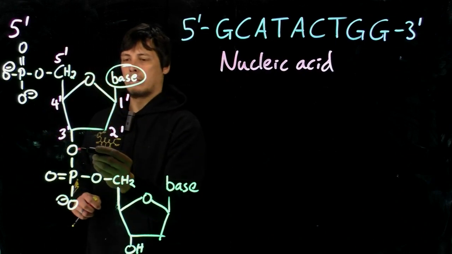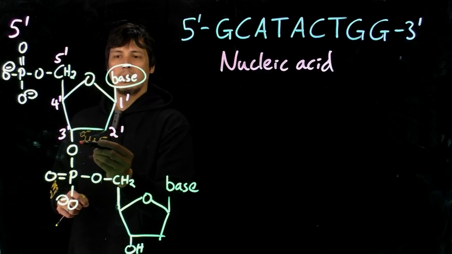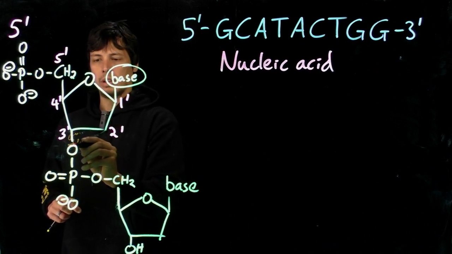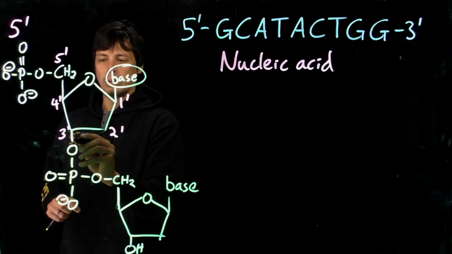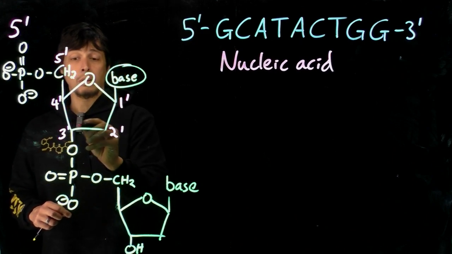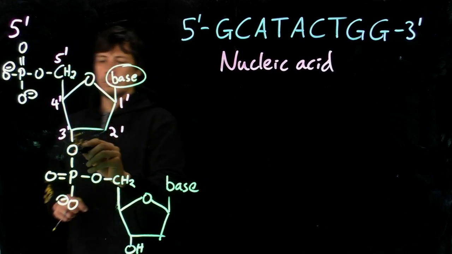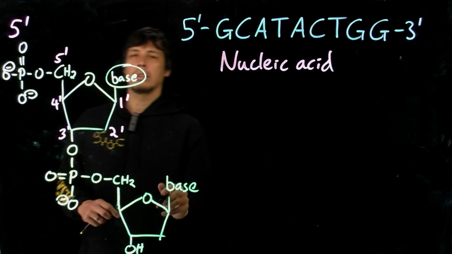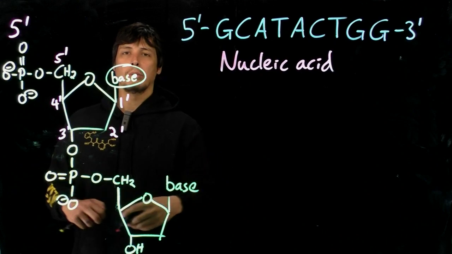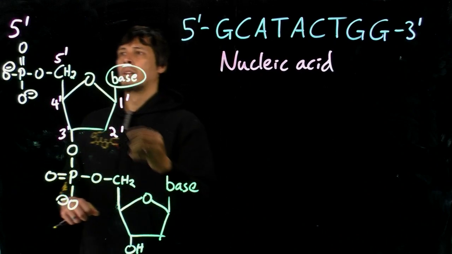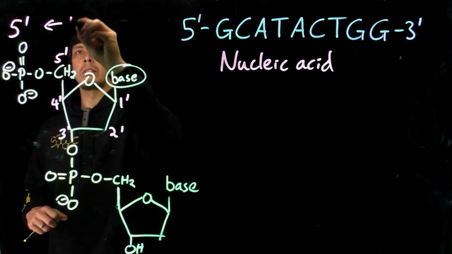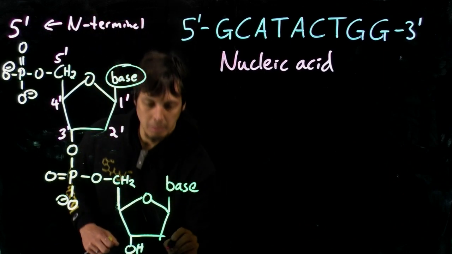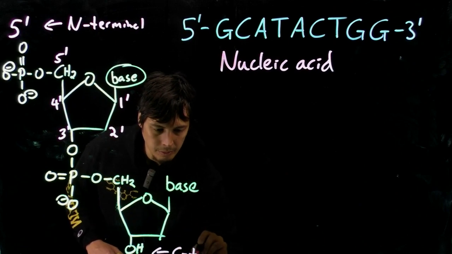And then on the other side of the ribose, the other phosphate group is attached to the 3 primed end, the 3 prime carbon of this ribose ring. And so this is now then the 3 primed end. So you can think of this as, for instance, in a protein, remember we talk about the N terminal and the C terminal. So this would be analogous to the N terminal, whereas this would be analogous to the C terminal.